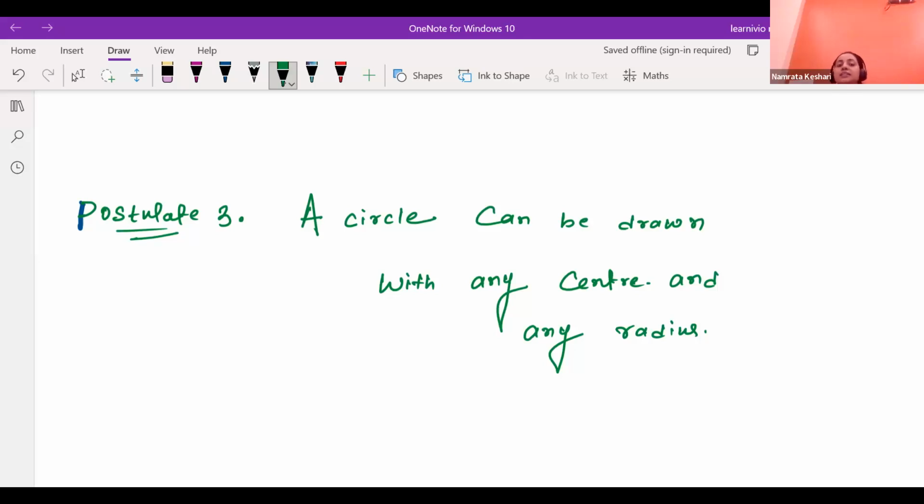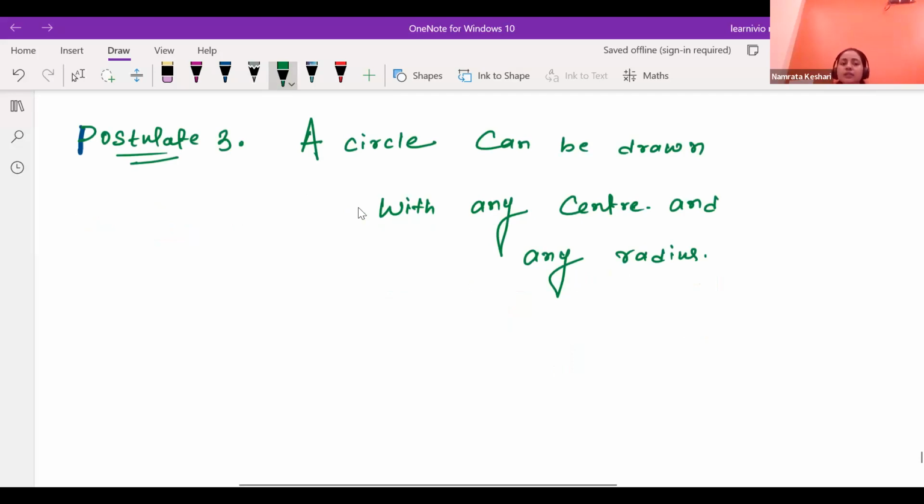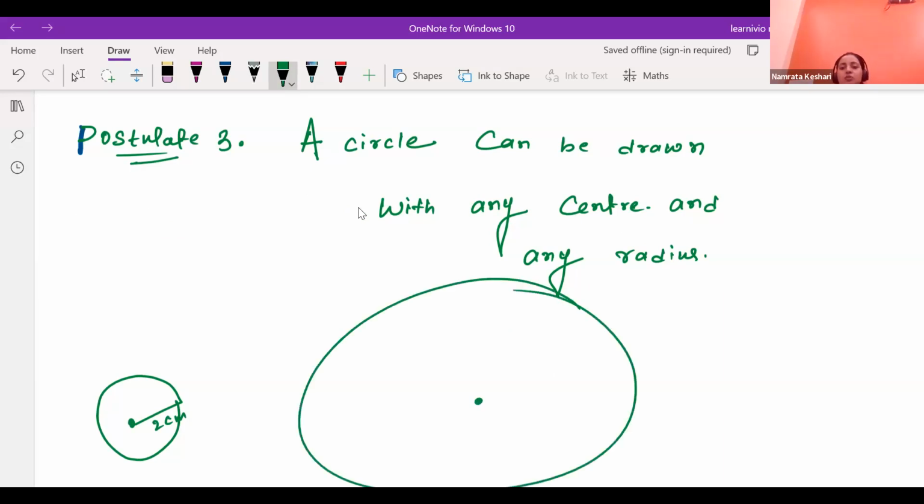Let's try understanding what exactly the statement says, and then you have to memorize it. So first let's cover the understanding part. Postulate 3 says that whenever you have to draw a circle, you can take any radius or any center. Let's say taking the radius as 2 centimeter and taking the center over here and then drawing a circle. Or if you want to draw a bigger circle, you can take radius as 8 centimeter, maintain the center and draw a circle. So we can draw a circle with any radius, any center.